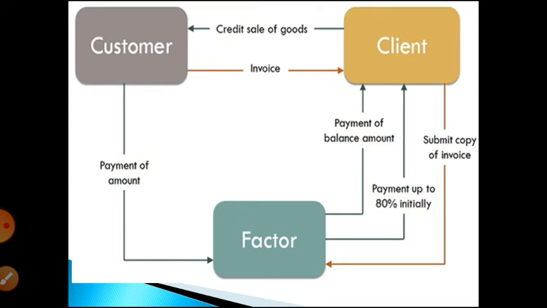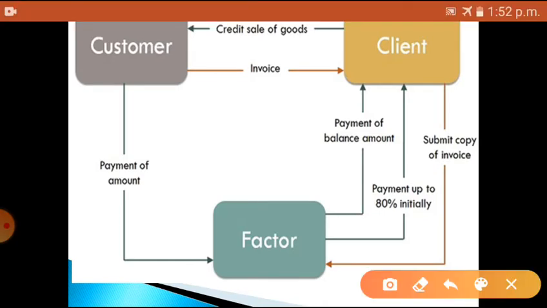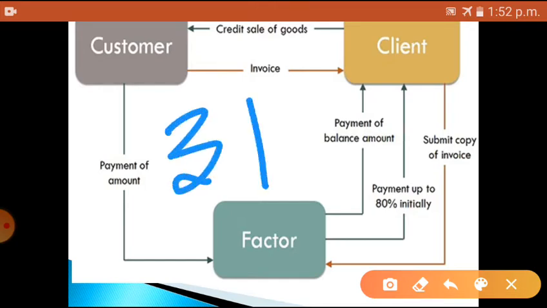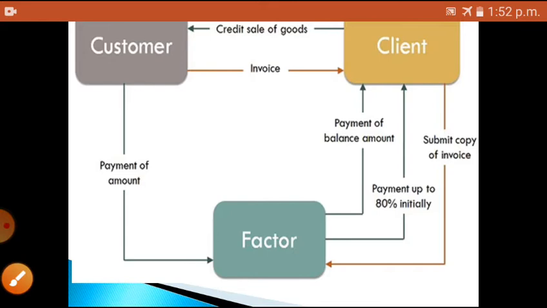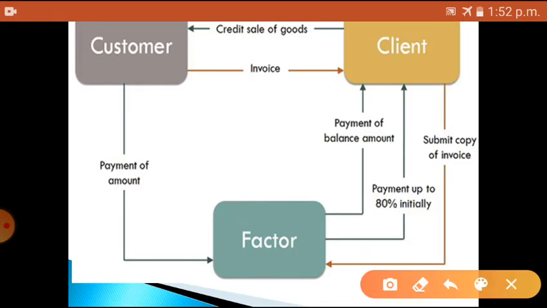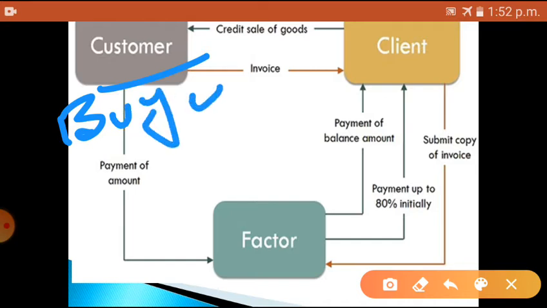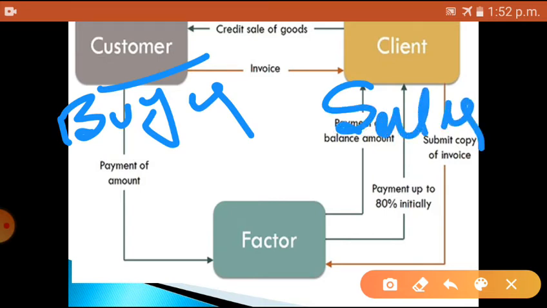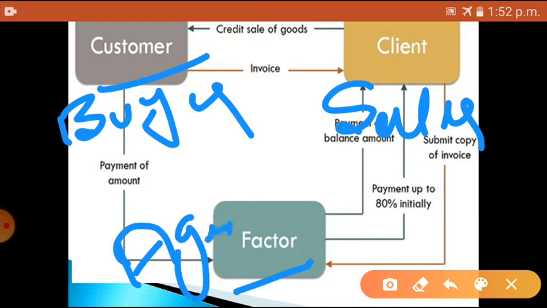In the exam, they may ask for 5 marks: explain the factoring process. Basically there will be three parties in the factoring process. The first is the customer, who is the buyer; the second is the client, who is known as the seller; and the third is the factor, who is an agent.